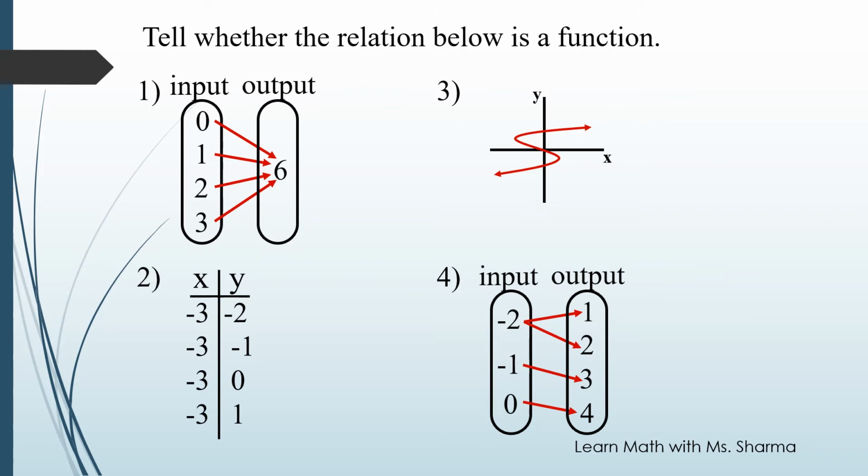Another example, tell whether the relation below is a function. So number 1, input and output, we can see the mapping. Each input goes to the same y value. 0 goes to 6, 1 goes to 6, 2 goes to 6, 3 goes to 6. Here the range is repeated, but it doesn't matter for it to be a function. Range can repeat. Domain should not be repeated. So the domain is not repeated in this case. The input is not repeated. The x value is not repeated. Therefore, this one is a function.